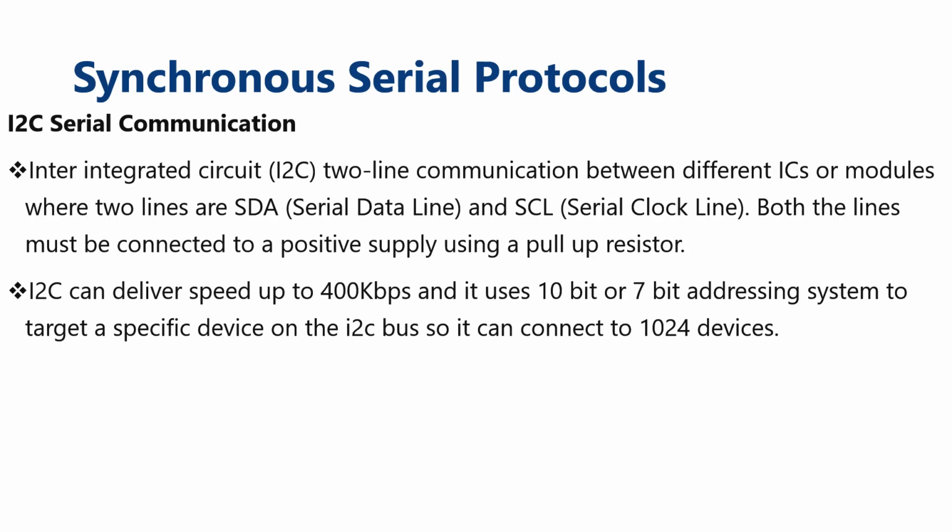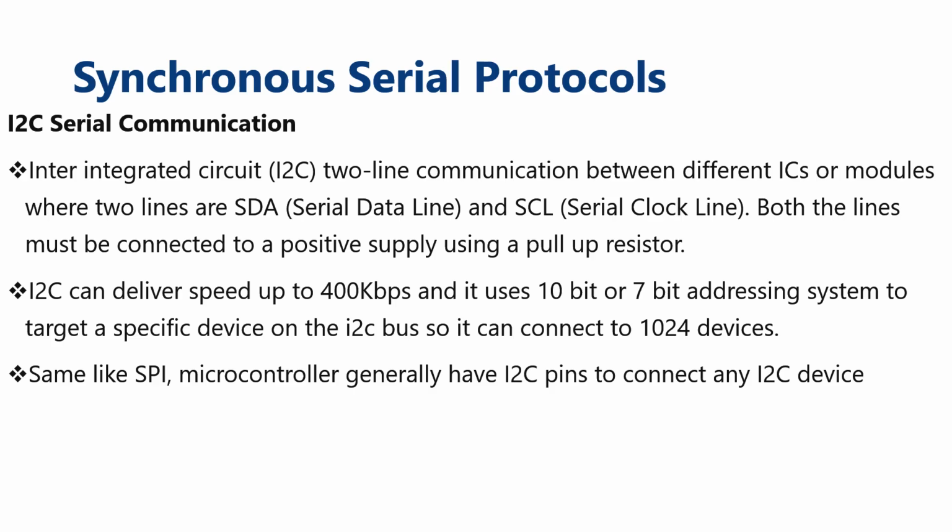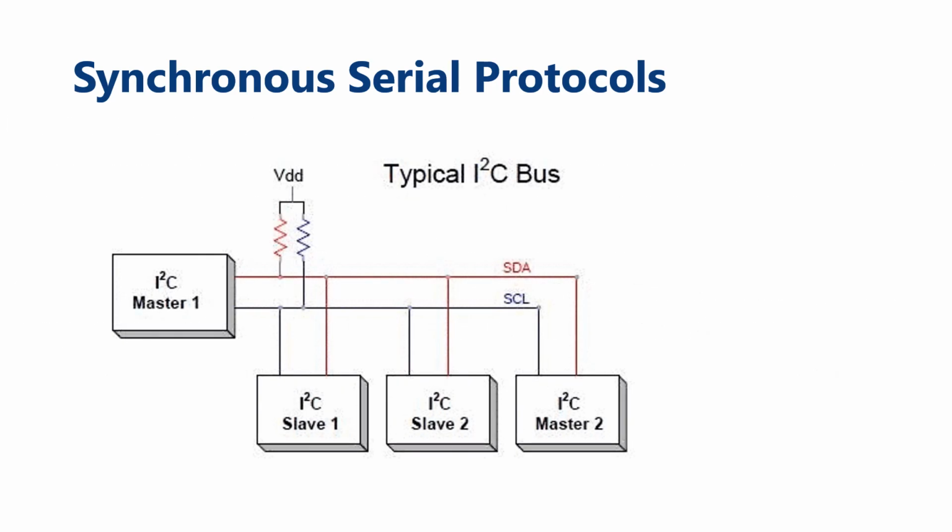I2C can deliver speeds up to 400 kbps and it uses a 10-bit or 7-bit addressing system to target a specific device on the I2C bus, so it can connect to 1024 devices. Same as SPI, microcontrollers generally have I2C pins. Here we have two masters and two slaves.